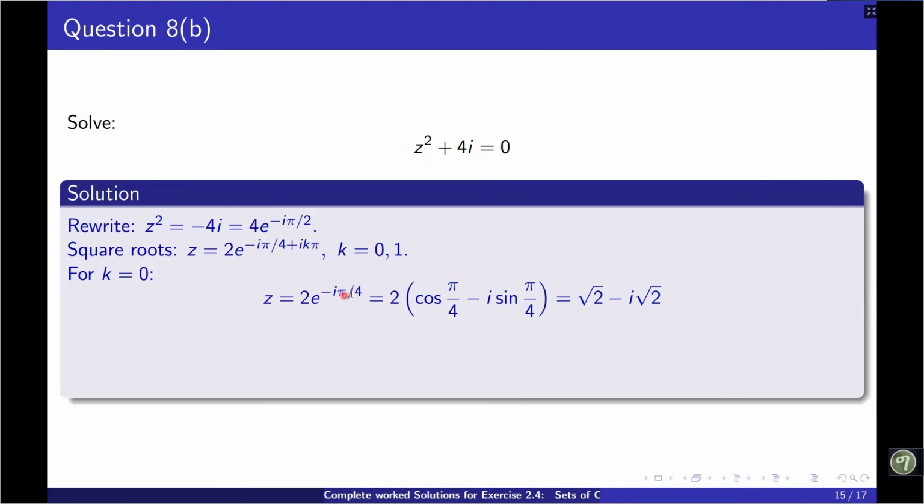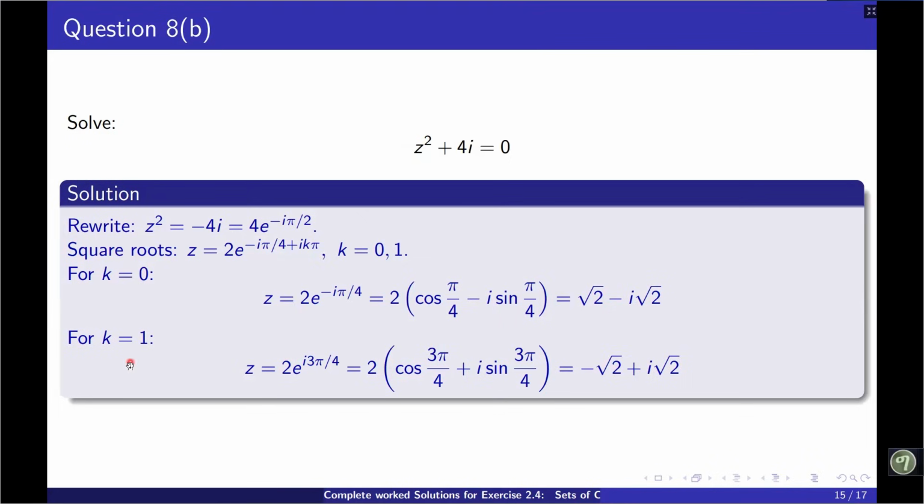which is equal to 2 multiplied by e to the power of minus i pi over 4, which could be cosine of pi over 4 minus i times sine of pi over 4. Cosine of pi over 4 is radical 2 over 2, and sine of pi over 4 is again the same, that is radical 2 over 2, so that when we distribute 2 over here, we have radical 2 minus i times radical 2.